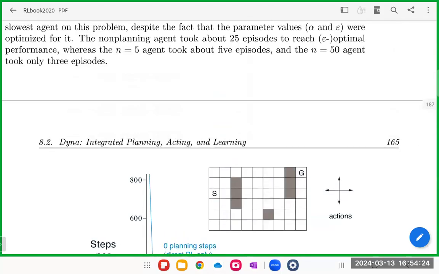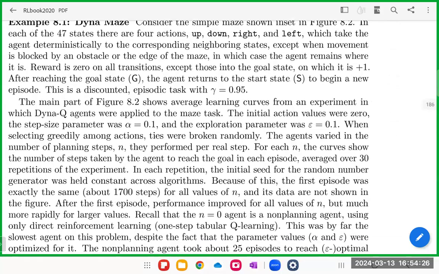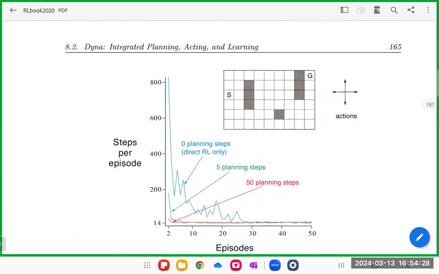There are a few details which I'm not going into in much detail, but roughly that is the idea. Based on your actual interaction, you update your model, and with whatever model you have, you simulate some episodes, and you update your Q both with the actual interaction and with the simulated experience as well. This will help us in slightly faster convergence. Okay, that's all. Thank you.